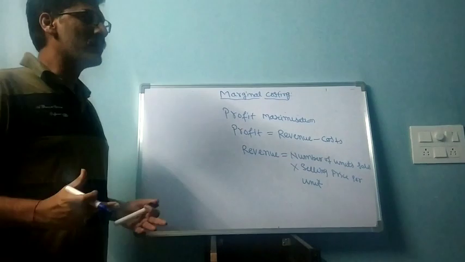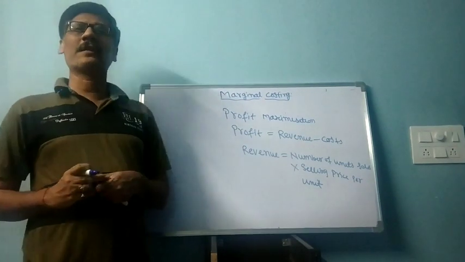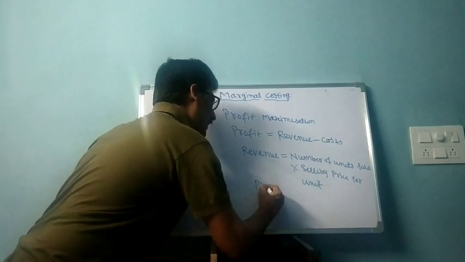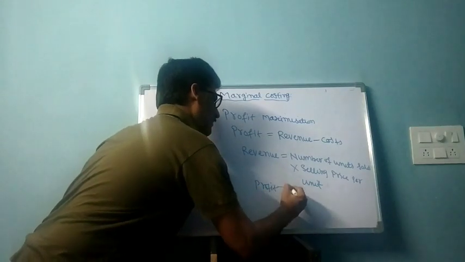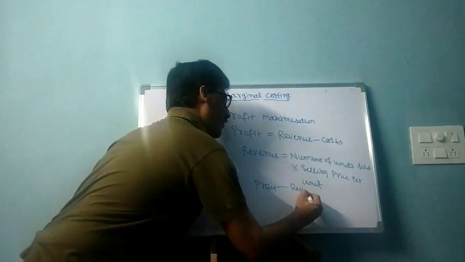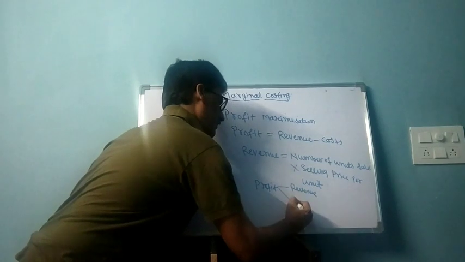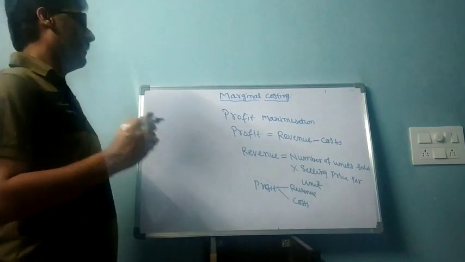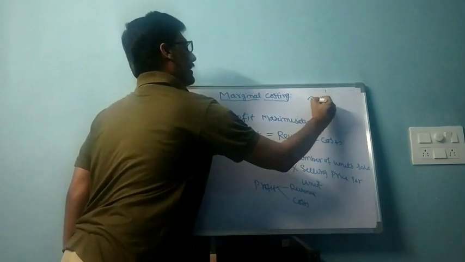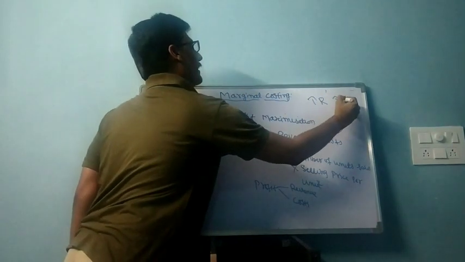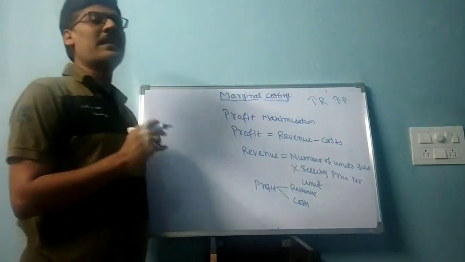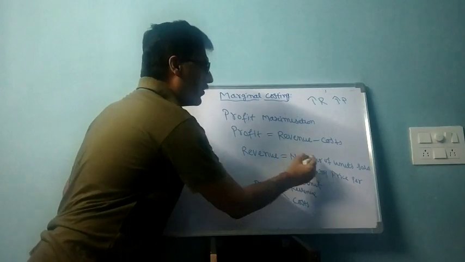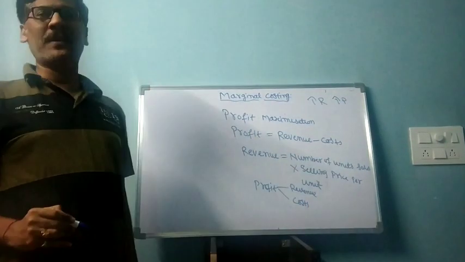What are the two sources available for increasing the profit? See, profit depends mainly on revenue and cost. These are the two factors which influence the profit. If revenue increases, profit increases. But how to increase the revenue, we'll see now. Revenue is number of units sold into selling price per unit.